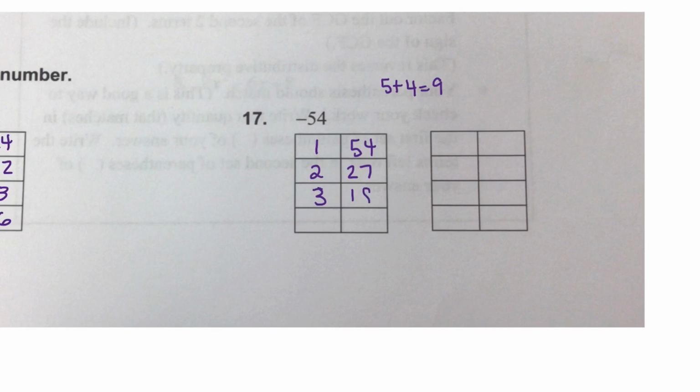Looking at 4, 4 will not go into 54 evenly. So we're going to skip that one. 5 will not go into 54 evenly because it doesn't end in a 5 or 0. 6 does. 6 times 9 is 54. So 7 won't go into 54 and 8 won't go into 54. 9 will, but since we've already used 9, we know we're done.